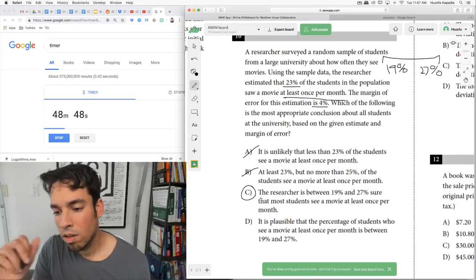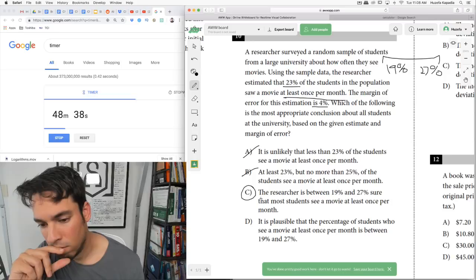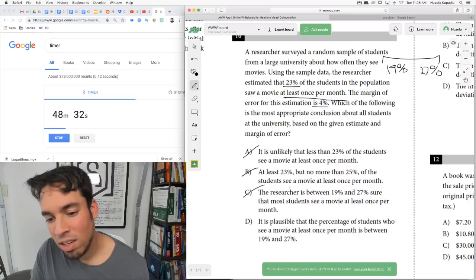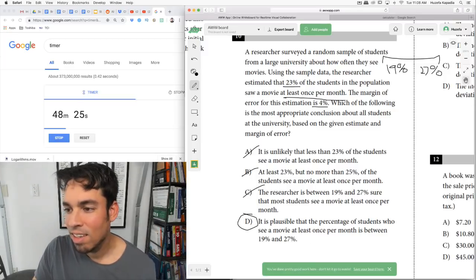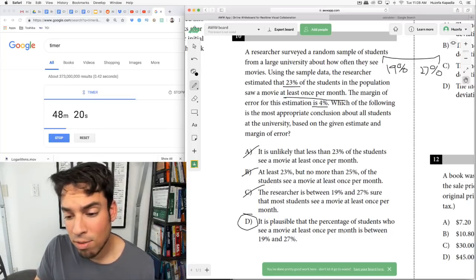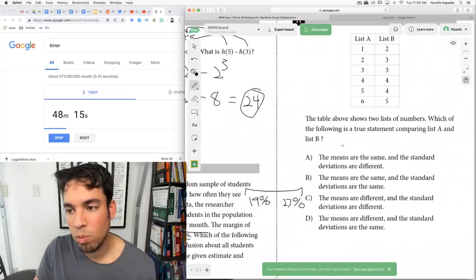Wait, that... No. No. This is so wrong. What am I talking about? He's not 19 and 27% sure that most students see. No. It is plausible that the percentage of students who see a movie at least once is between 19 and 27. All right, this is D. C threw me off. This is talking about his certainty. This has nothing to do with his level of certainty. It's between 19 and 27 that see a movie once a month.